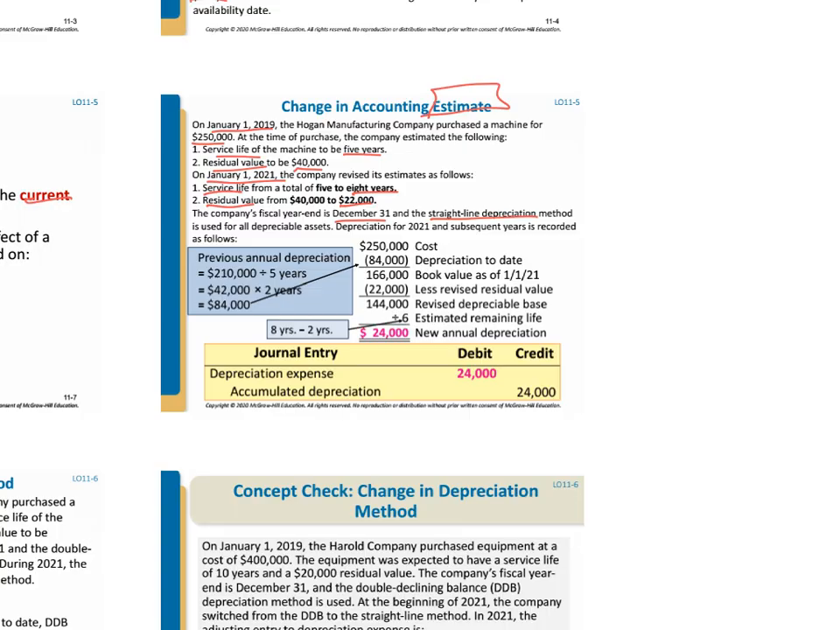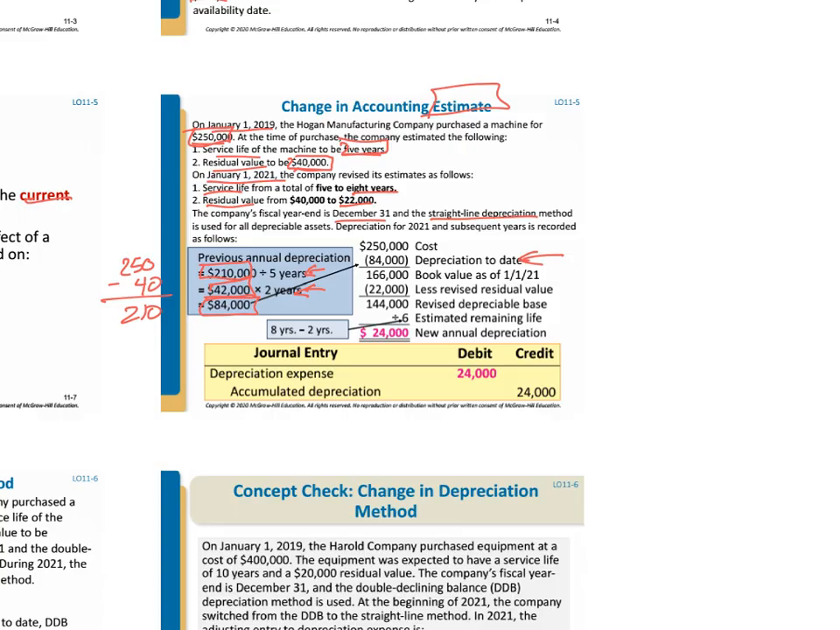The first thing we have to do is consider how much depreciation has been recorded in the past. So we have a 5-year useful life originally, and we had $250,000 in cost. We had a residual value of $40,000. So $250,000 minus our $40,000 gives us a $210,000 depreciable base. So this was our original amount of depreciable base. We divided that by 5 years. This produced for us $42,000 per year. Multiply that by 2 years. This gives us $84,000 as our depreciation to date.